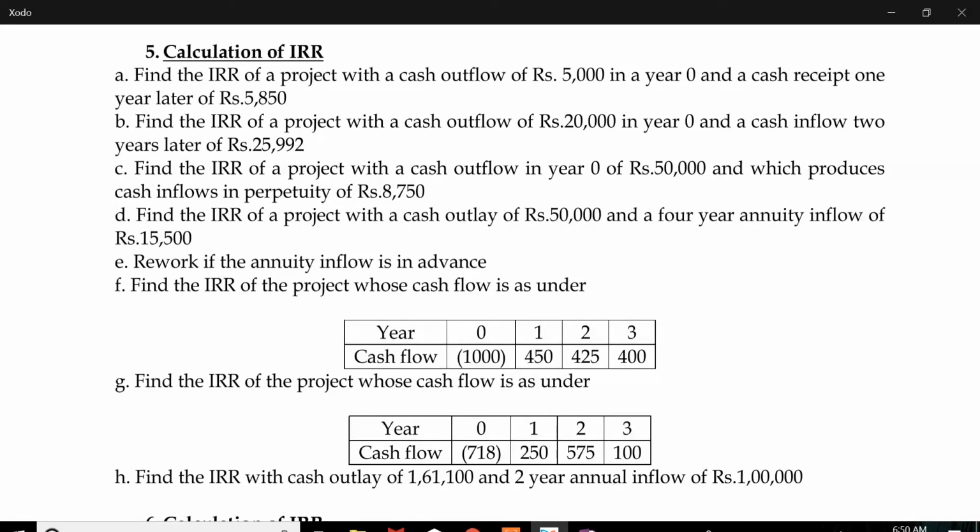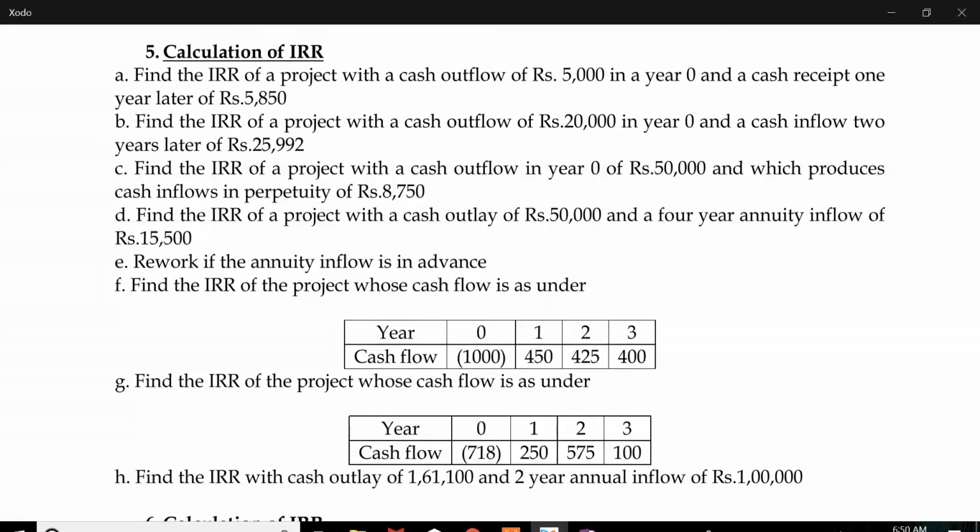Now third one, find the IRR of a project with the outflow in year 0 of 50,000 and which produces perpetual inflow of 8750. So it's a kind of perpetuity which they have given. What is the formula for present value of perpetuity? Perpetuity amount divided by interest rate or time value of money.